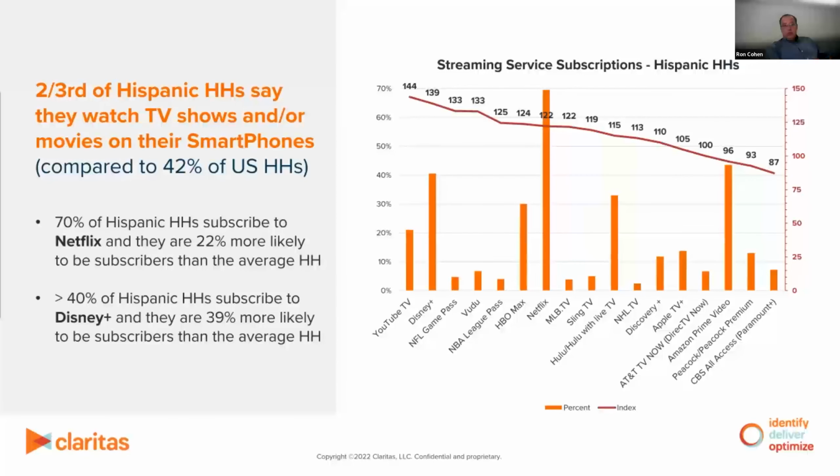What else? Well, we talked about HD video streaming, and this is particularly streaming on smartphones. Almost 2/3, 66% and change, of Hispanic households say they watch TV and or movies on their smartphones. That's compared to 42% for the national average. That's a huge difference, huge.